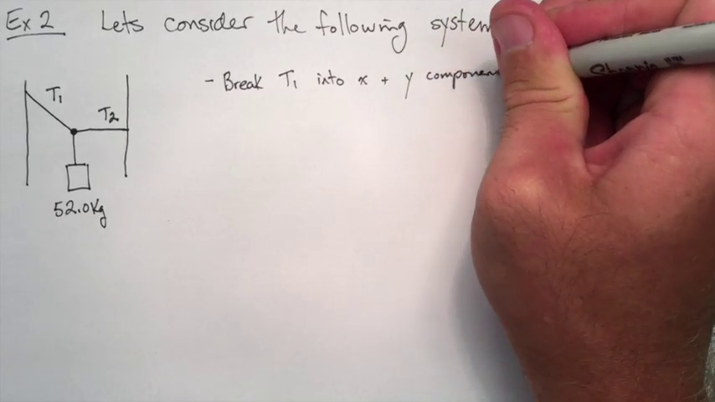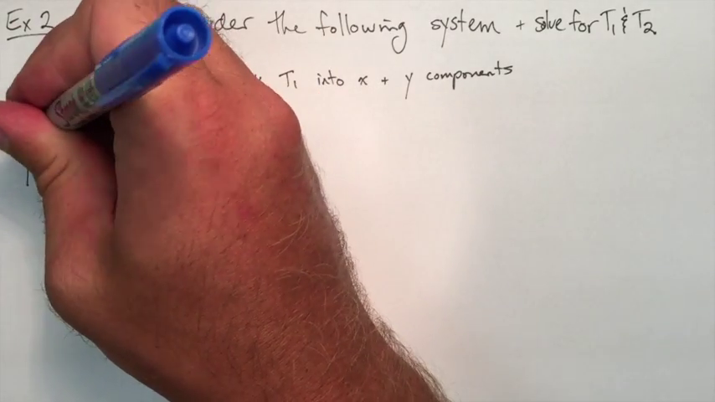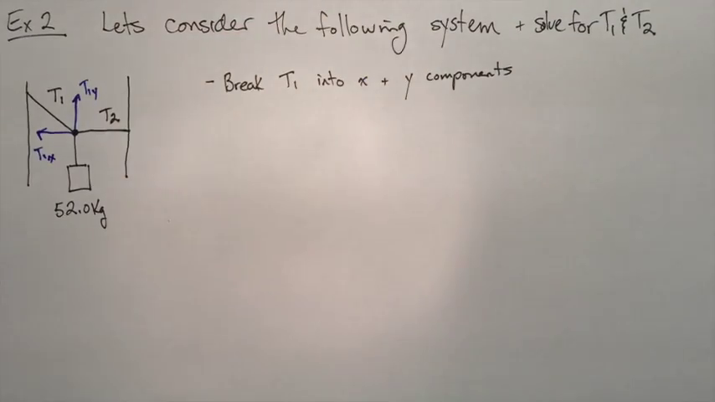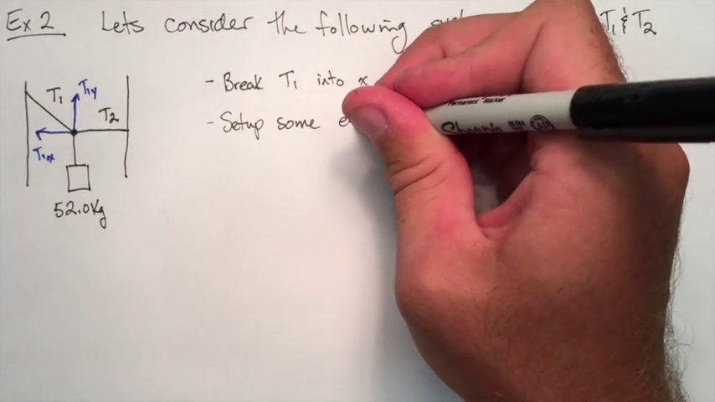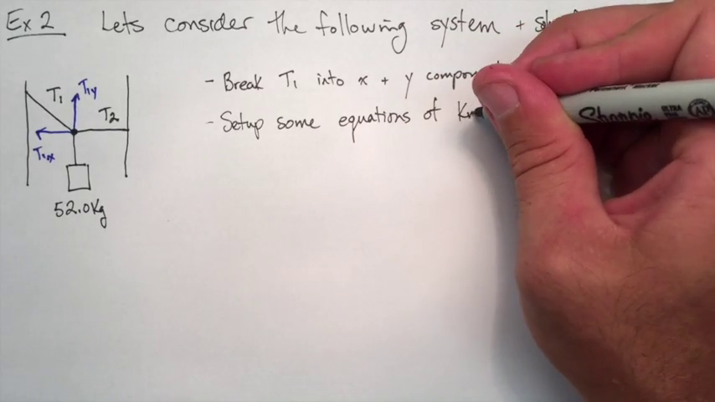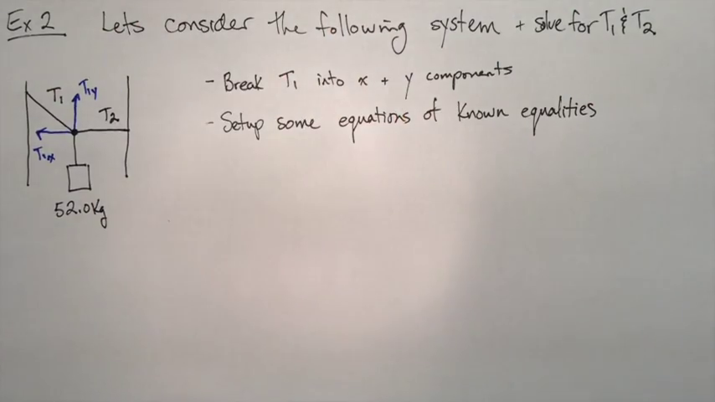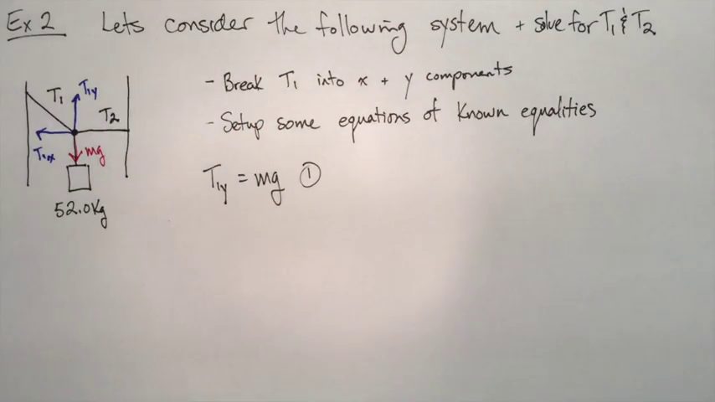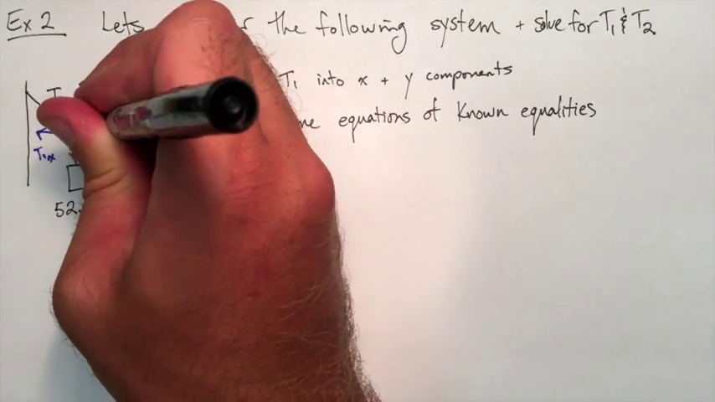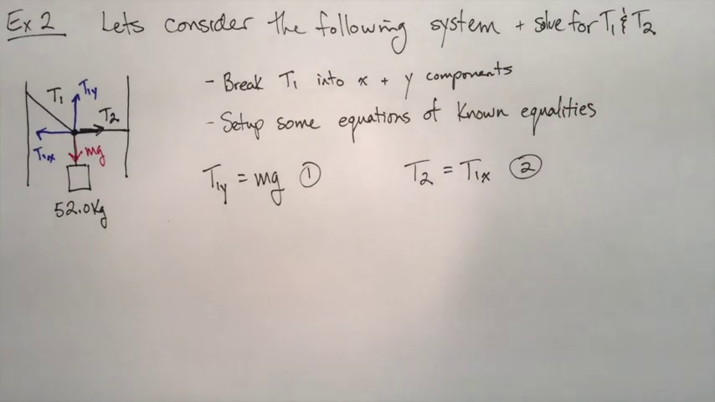What we first want to do is break up T1 into x and y components. So T1 is going to have a vertical y component and a horizontal x component. And now, knowing that the system is at rest, we're going to set up some equations of known quantities, stuff that we know should be balanced. So in the y direction, we know that T1y has to be equal to mg. We'll call that equation 1. In the x direction, we know that T2 has to be equal to T1x.